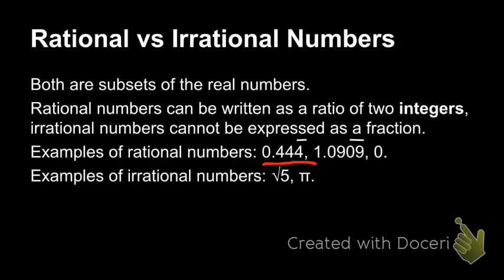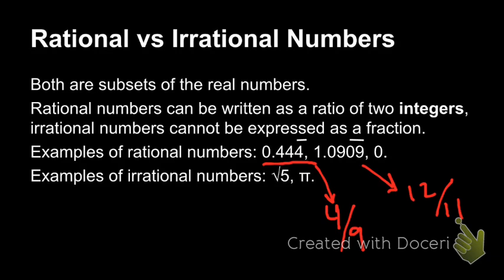Nice. 0.4 repeated, that is a rational number because it can be expressed as 4/9. What's cool about any number over 9 is that it's just that number repeated, 1 through 9. And also 1.0909 repeated, that is 12/11. Although it is a decimal that goes on forever, it does have a pattern. Therefore, it can be expressed as a fraction. Therefore, those are two examples of rational numbers.